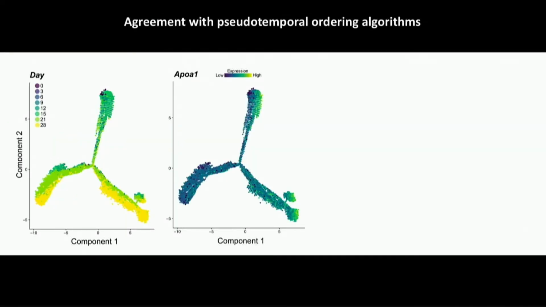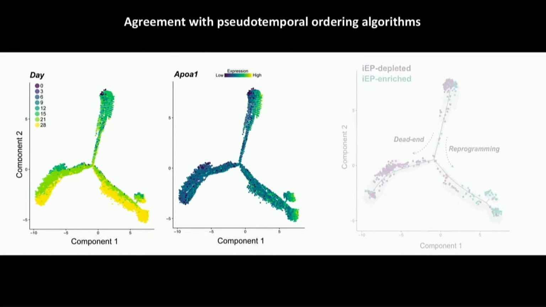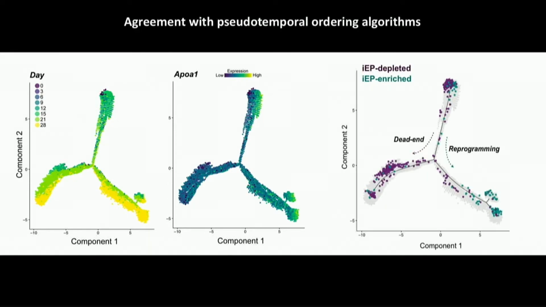We then compare this with pseudotemporal ordering using Monocle 2. We use semi-supervised ordering here based on ApoA1 expression, and we can see two clear branches of reprogramming. And then when we overlay clones from the dead-end trajectories and the successfully reprogrammed trajectories, we can see a nice split between these two different paths. So there's some nice agreement there with Monocle.